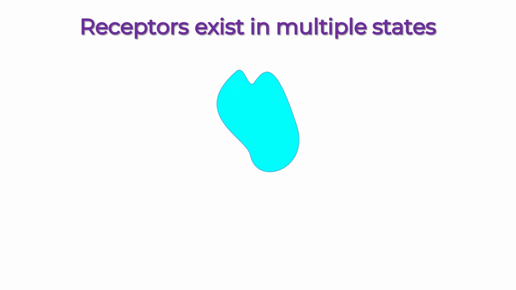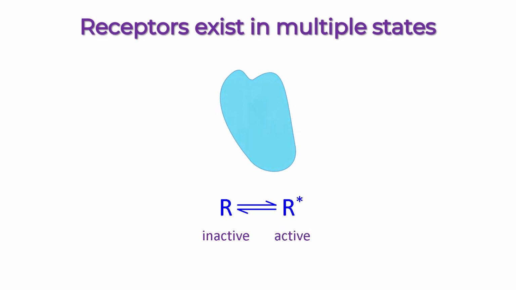At its simplest, we can think of two states: an inactive state, often called R, and an active state called R star. Crucially, receptors can enter the active state spontaneously. That means a system can show activity even with no drug present. Drugs don't create these states, they change how often the receptor occupies them.